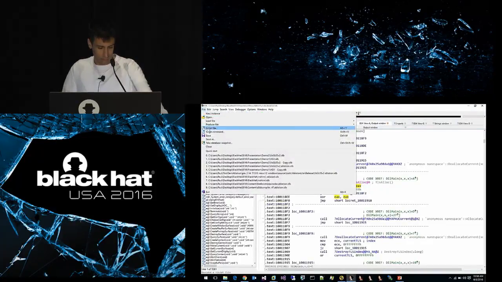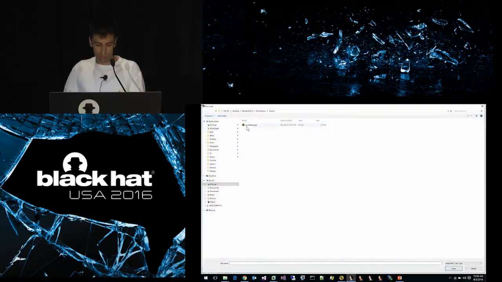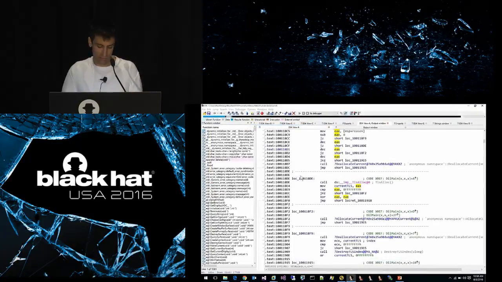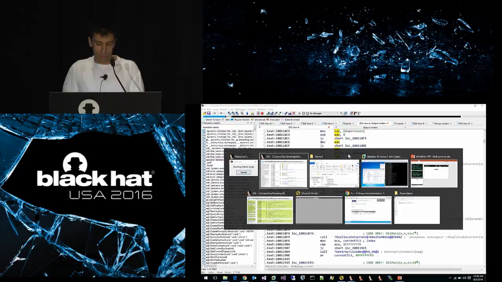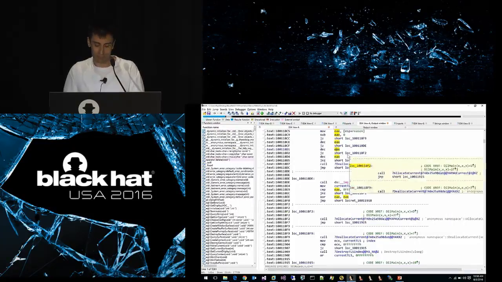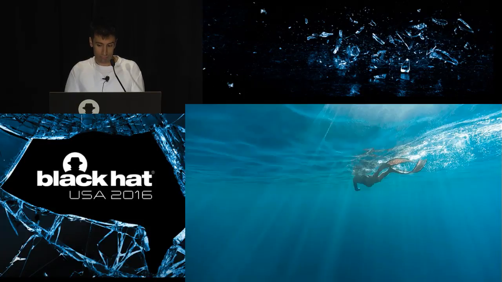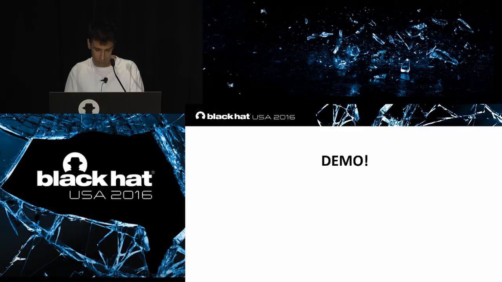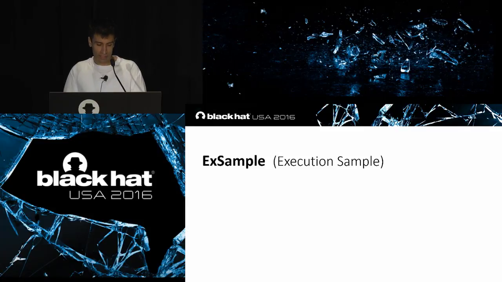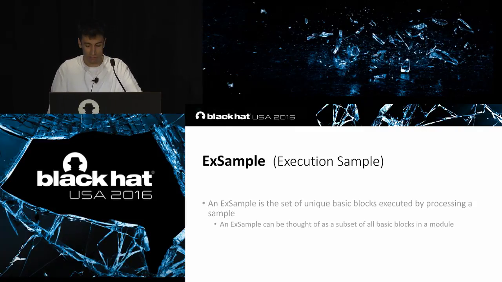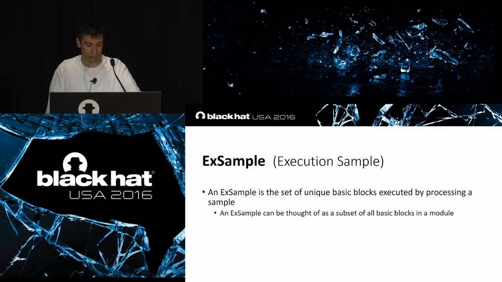Now, when we run it, you'll see certain features have been exercised, certain ones haven't, but this is where the fuzzing comes in. It's a term that I call ablative fuzzing, and it makes use of what I call an ExSample. It's really just the set of basic blocks that a single sample executes.